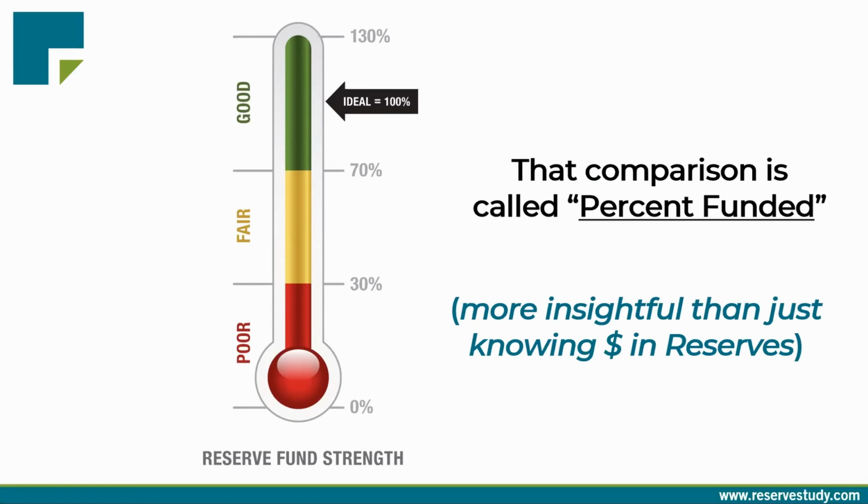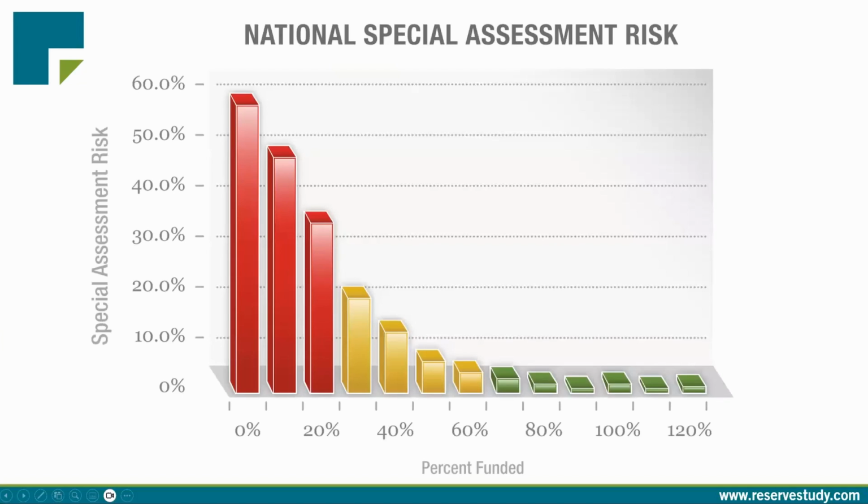That's the ideal point, the 100% or fully funded level. And let me show you what this means to the association. We can plot our special assessment recommendations against percent funded. So 0% funded, the low or the weak range, is on the left, and a strong percent funded is over on the right.